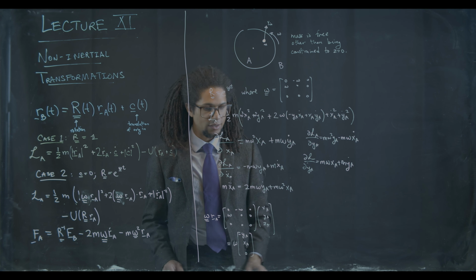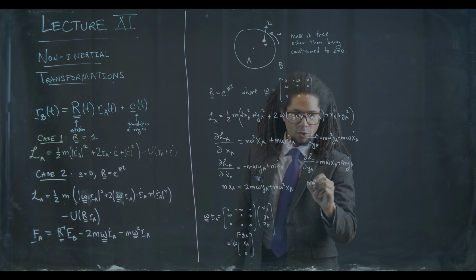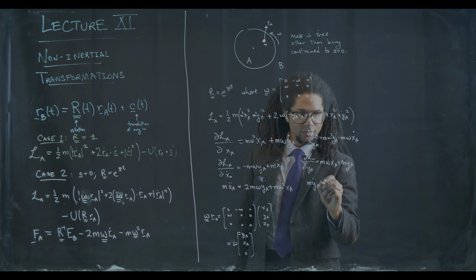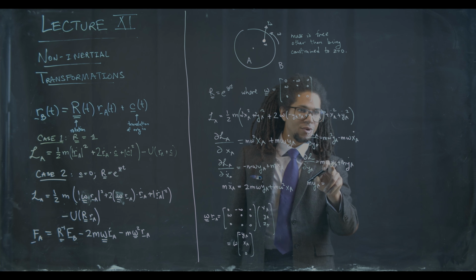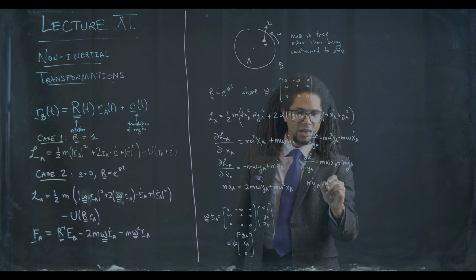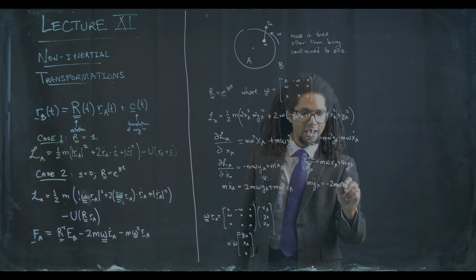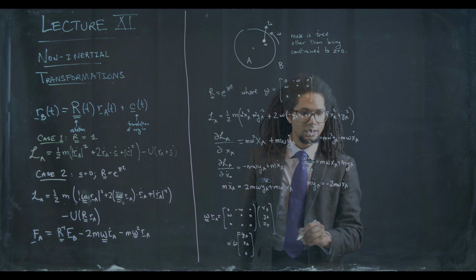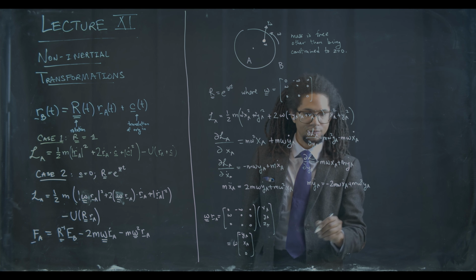It matches this. Great. In the y direction, I'm going to get m ya double dot is equal to, well, now when I move this over, after taking the time derivative, it'll combine with this term, but I'll get a negative sign. So minus 2 m omega xa dot. Great. Plus m omega squared ya. Good.